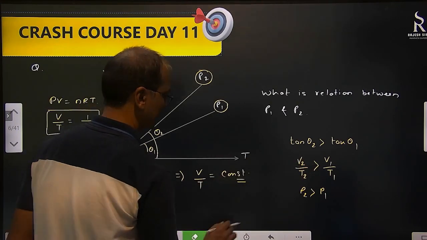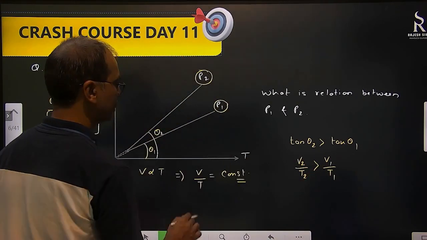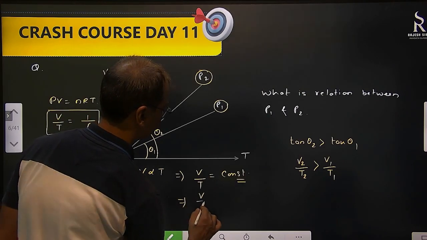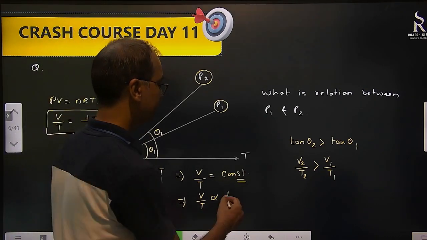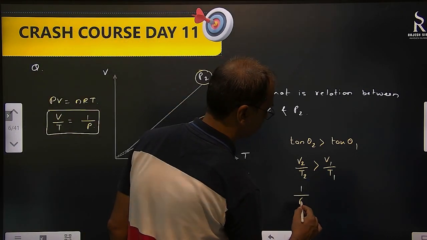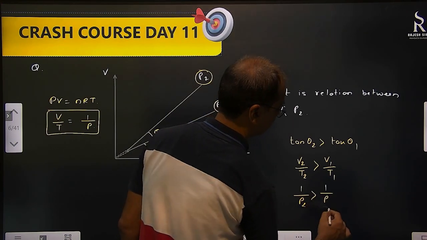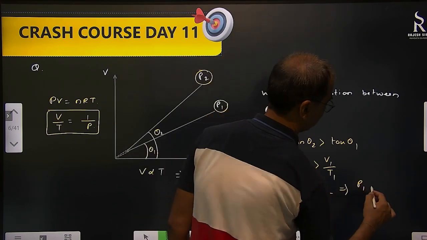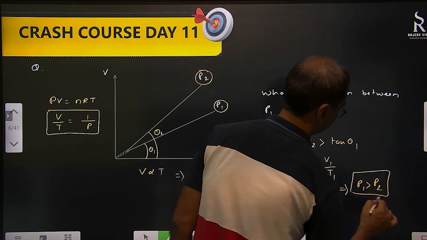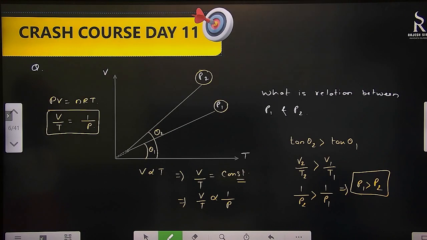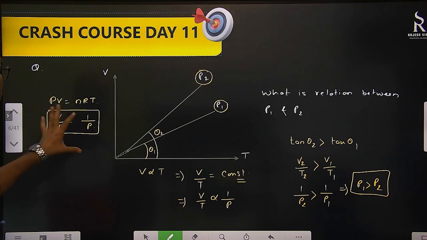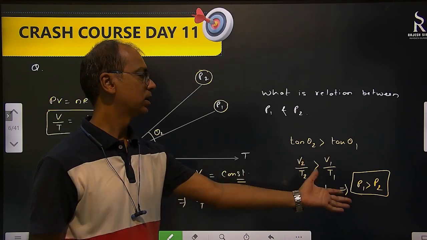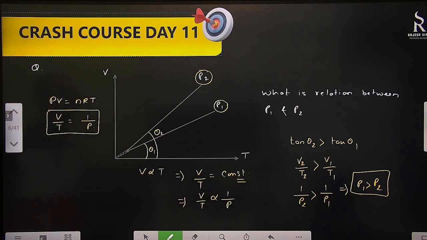This one answer will go different. Okay. So, V by T is proportional to 1 by P. Okay. So, V by T is proportional to 1 by P means 1 by P2 is greater than 1 by P1. So, answer is what? P1 greater than P2. Okay. Answer is P1 greater than P2. So, this is how we are going to see what it represents. Okay. From ideal gas equation, V by T is actually 1 by P. Okay. So, this is how the answer is going to come. Alright.